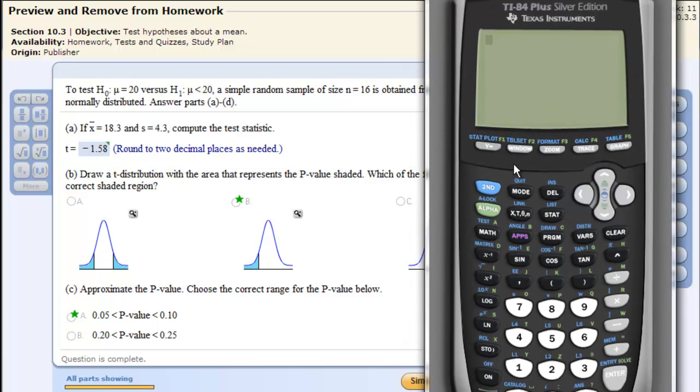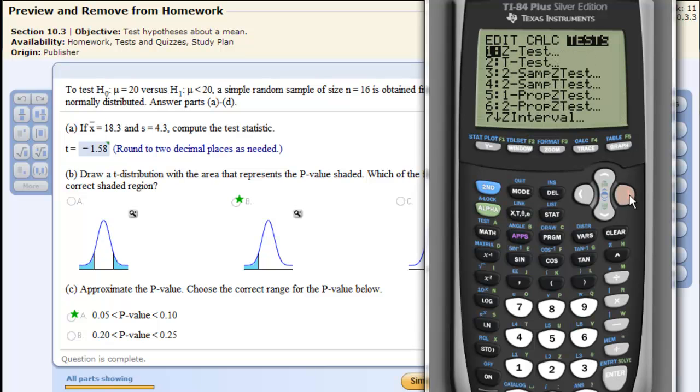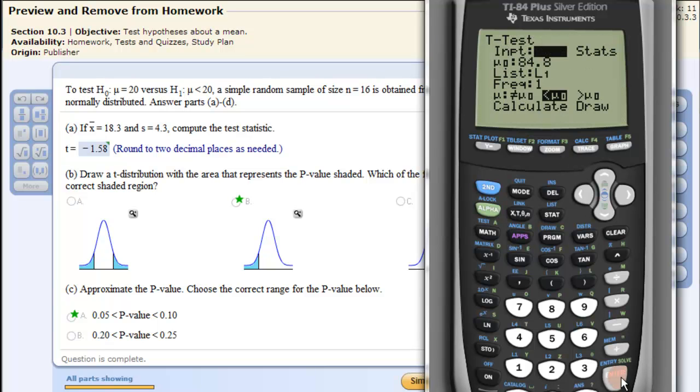So here's the calculator. You click Stat, over to Tests, down to the T-Test. Now this is going to find the t statistic value and the p-value. These directions work both for finding the t statistic and the p-value. The input is going to be Stats because we already have them. If you have raw data, which I'll show in a moment, you use the other option. Go down here and enter the data.